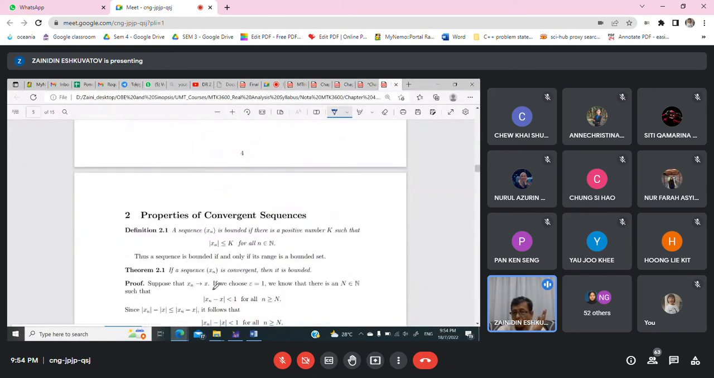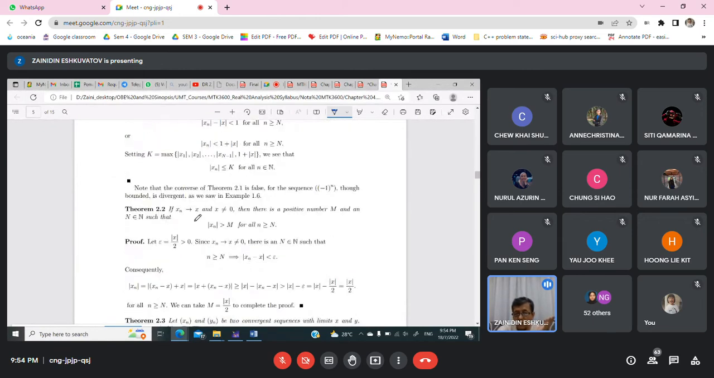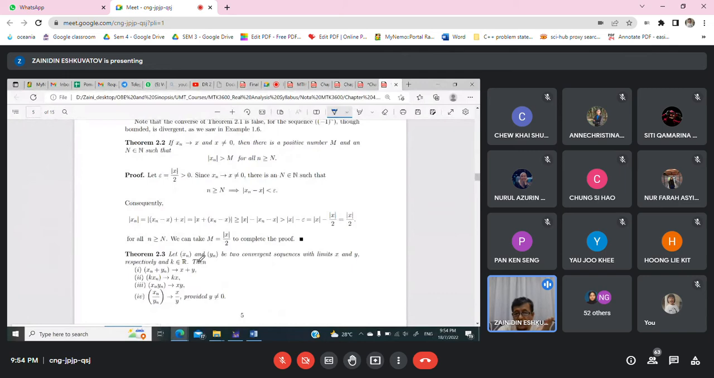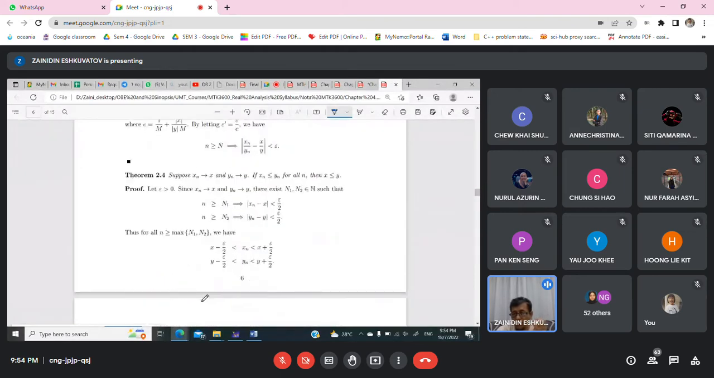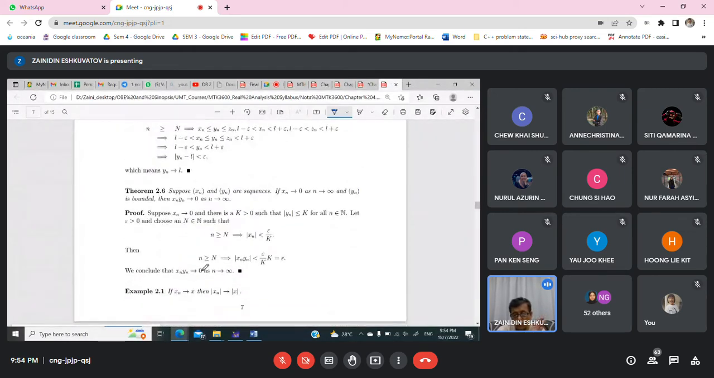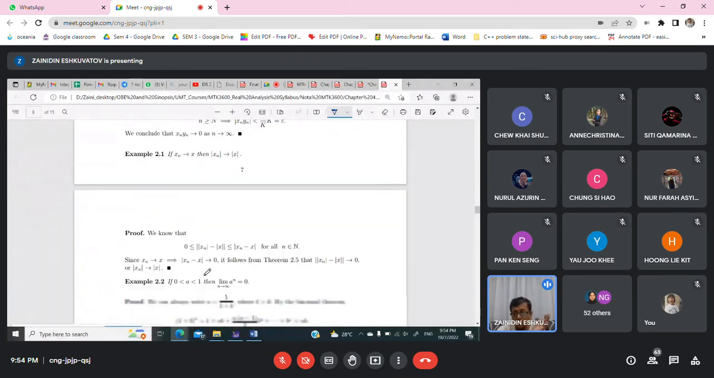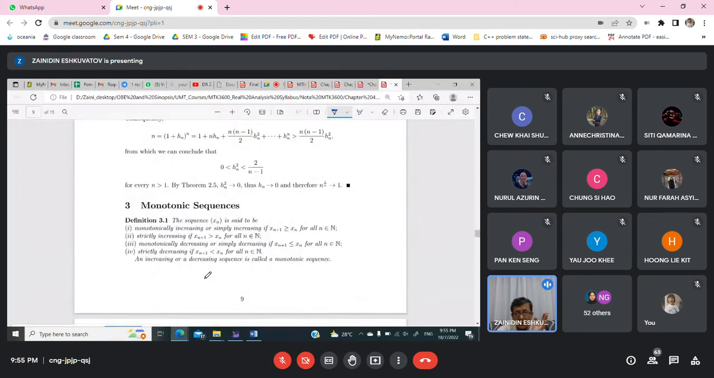Properties of the convergent sequence, and properties of two sequences. All this, learn with the proof. Very good. You will find out in the exam, if you learn it, you will easily solve the problems. Okay, so now the monotone sequence.